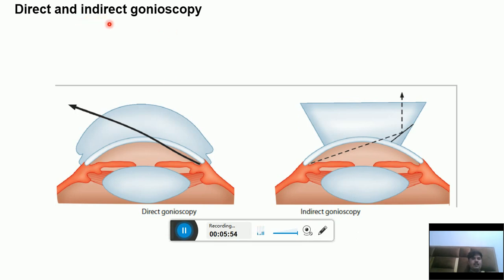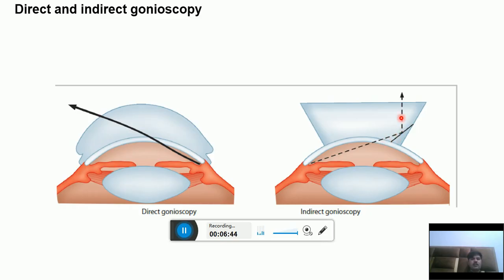Now, what is direct and indirect gonioscopy? In direct gonioscopy, here you can see the light rays from the angle are viewed directly without reflection inside the lens. There is no reflection inside the lens, and here you can see in indirect gonioscopy the light rays are reflected inside the lens. Indirect lenses use a mirror to reflect rays from the angle, so they exit the gonio lens at much less than the critical angle.